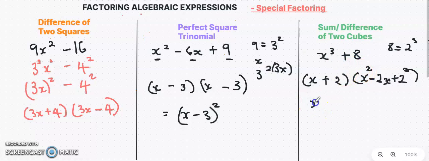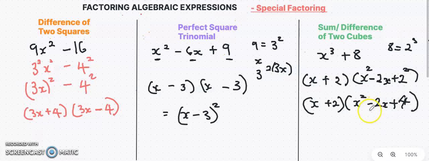So we're going to have x plus 2 times x squared minus 2x plus 2 to the power 2, which is 4. So this is our final answer. We cannot factorize this any further because this expression usually cannot be factorized further.